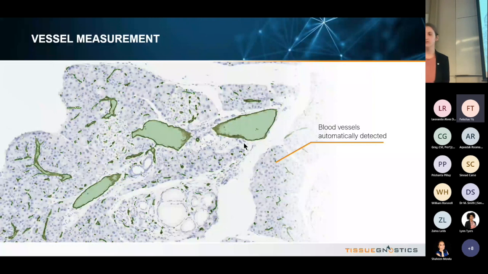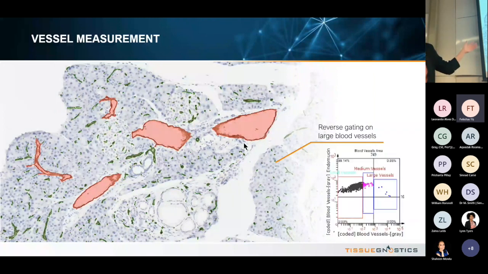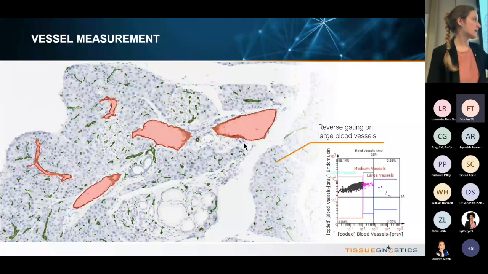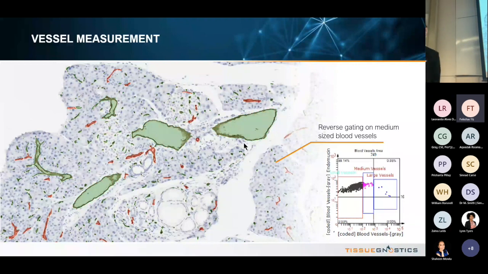And again, by using the scattergrams, we could, for instance, gate by the size of blood vessels. So in the very right gate, you see there are the large blood vessels highlighted. On the x-axis, we basically have the size of the blood vessels, and then we can highlight them again in the tissue. So you can see in red now all the big blood vessels. Here you can see the medium-sized blood vessels, and here you can see the microcapillaries.